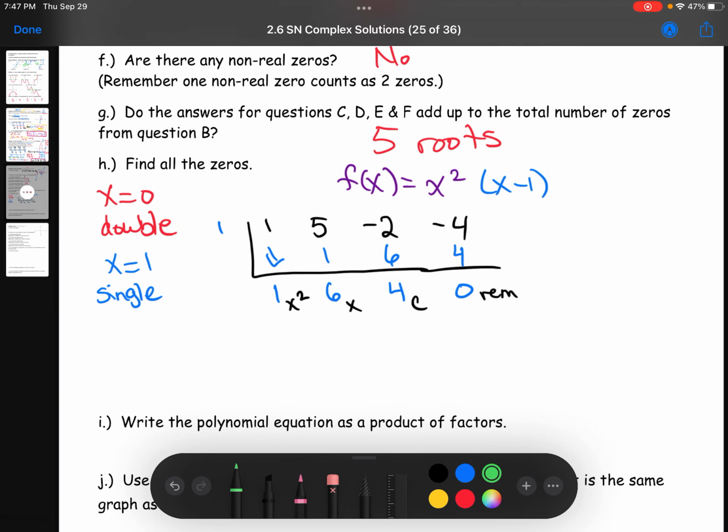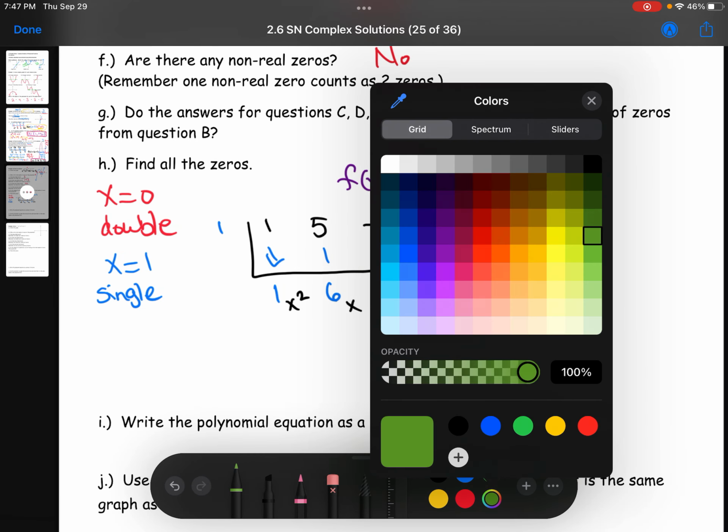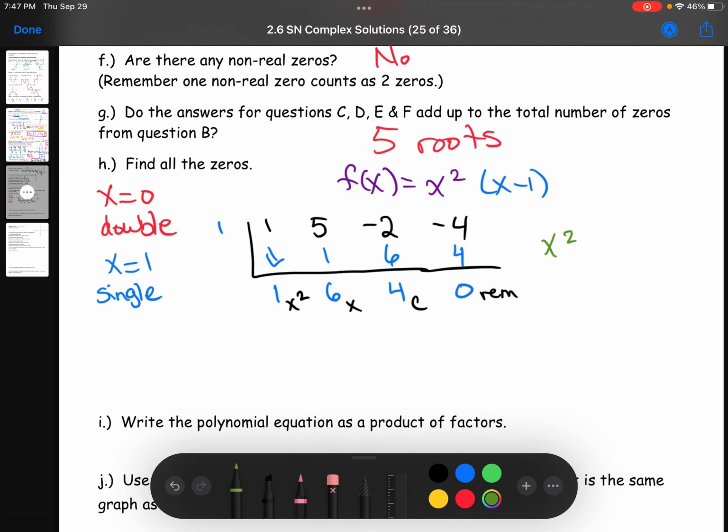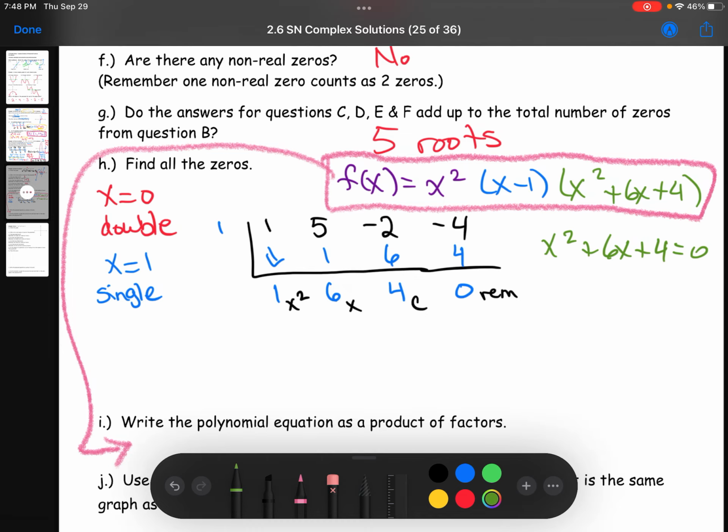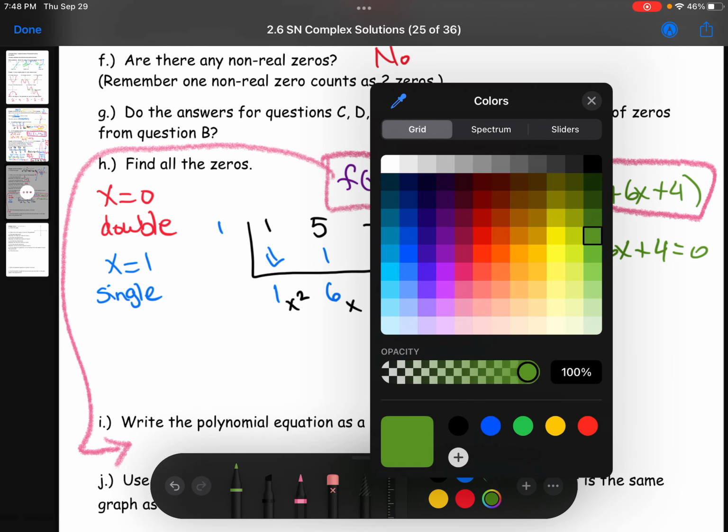So what we want to do here instead is we're going to have to use the quadratic formula. So, x squared plus 6x plus 4, set that equal to 0. Since this won't factor, x squared plus 6x plus 4 is the final factor of this polynomial. That's where that goes. So what we'll do instead is use the quadratic formula to solve this equation.